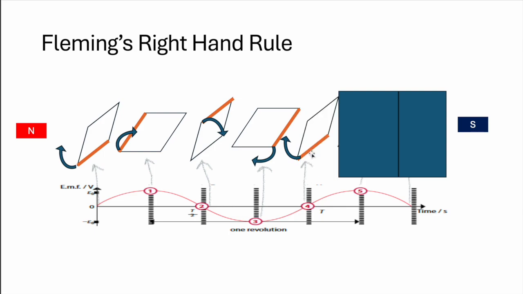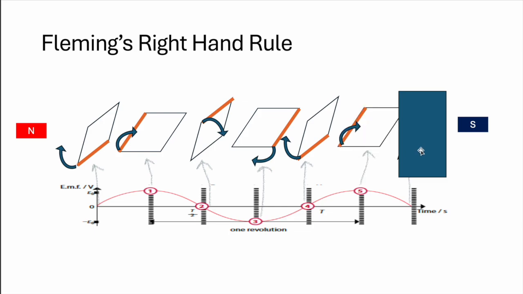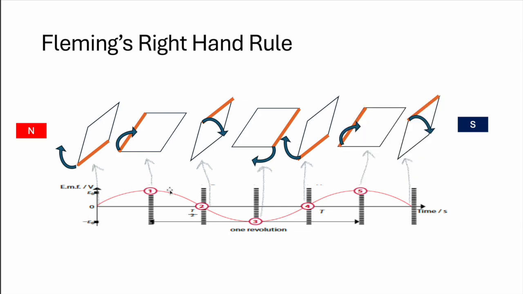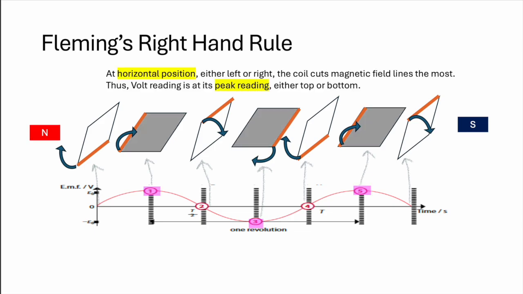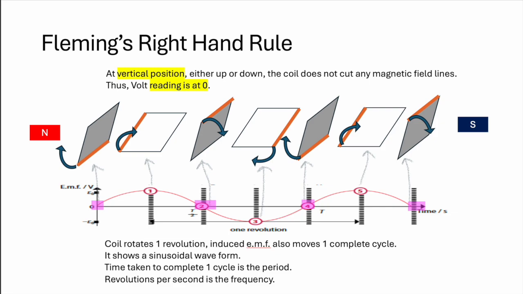And back to vertical, now at the bottom, it is not cutting any field lines, therefore the reading is at 0. And the cycle continues. We call this the sinusoidal waveform. It's like a sine wave you learn in your mathematics. When the coil is rotated through one complete revolution, induced EMF also completes one cycle: one full round of positive cycle and a negative cycle. Similarly, the time taken for one complete cycle is called a period. The number of revolutions it makes in 1 second is called the frequency.